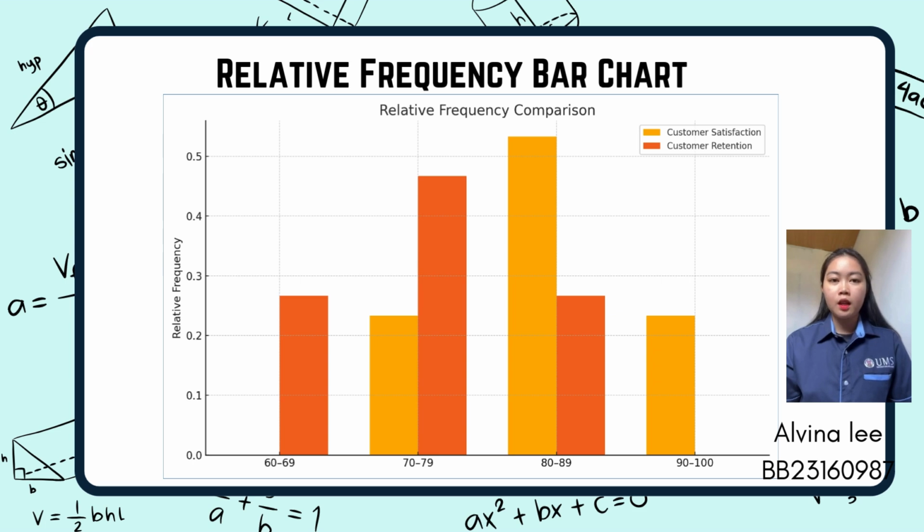As we can see, most companies have higher satisfaction scores, especially in the 80 to 89% and 90 to 100% range. However, customer retention is more spread out, and there are some businesses in the lower 60 to 69% range.